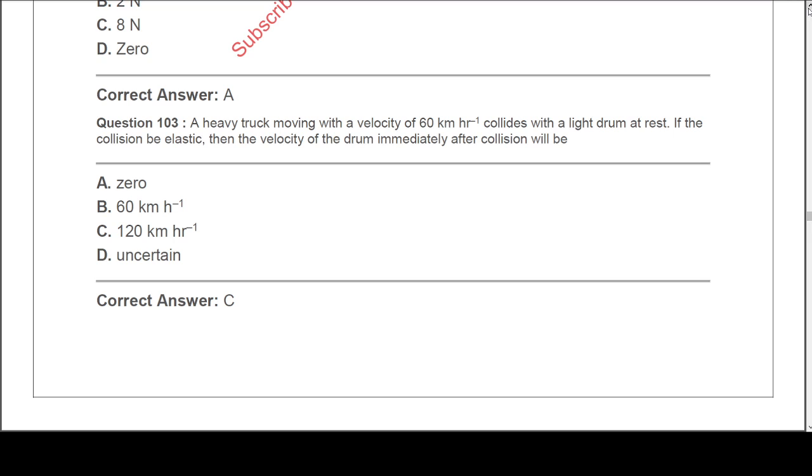Okay. A heavy truck moving with a velocity of 60 km per hour collides with a light drum at rest. If the collision is elastic, then the velocity of the drum immediately after collision will be, I think you may be knowing this, option C, 120 km per hour. I think they have given the word elastic. Maybe because of that, option C may be the correct one. It travels to and fro.